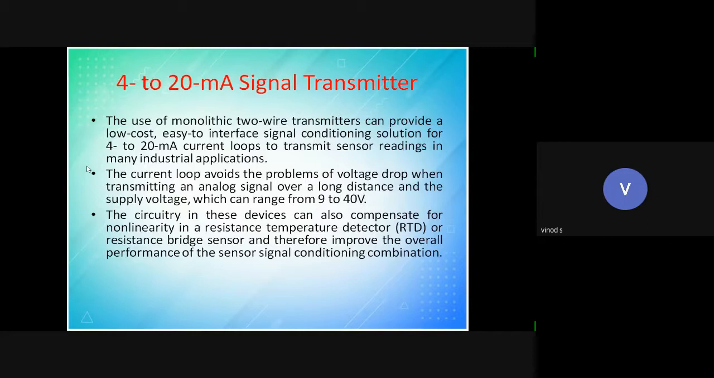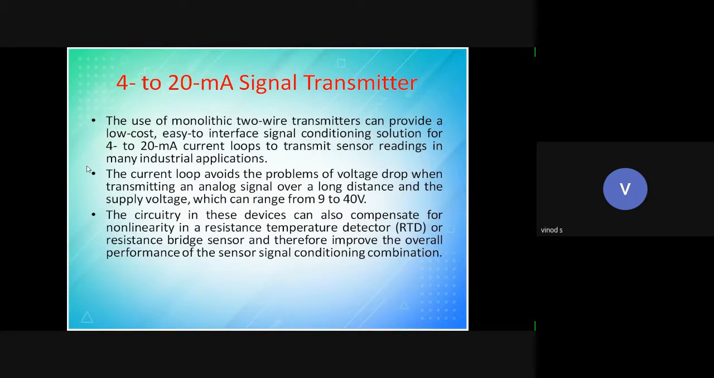It uses a monolithic two-wire transmitter and can provide a low-cost, easy-to-interface signal-conditioning solution for the 4 to 20 milliamp current loop to transmit sensor data in many industrial applications. Current loop avoids the problem of voltage drop. The circuit details you can study to a greater extent, but from the exam point of view, you can skip that. Resistance temperature detector or resistance bridge sensor.